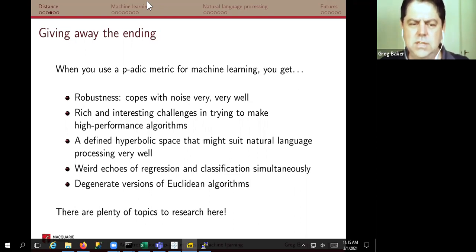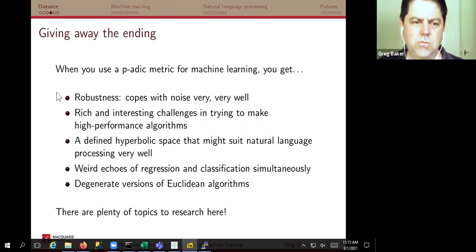And what we also find is that because the p-adic algorithms are ultrametric, we end up with these incredibly weird degenerate versions of the Euclidean algorithms. It seems like a whole bunch of things that should be different, like the k-medoids algorithm should be somehow different to hierarchical clustering. What I've seen so far is they aren't. They just sort of devolve into doing exactly the same thing.